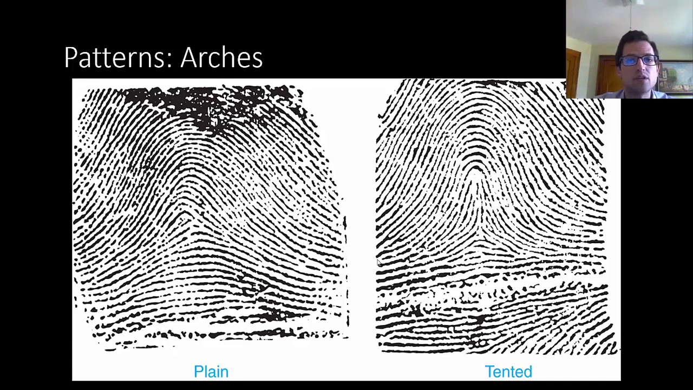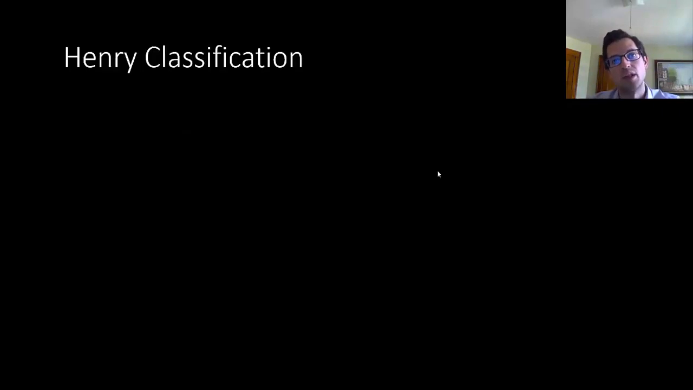So those are the three types of general patterns. We have loops with a single delta, whorls with two deltas on either side and the whorl in the middle, and we have arches, which are just sort of waves, either pointy ones, which are tented, or smoother ones, which are plain.